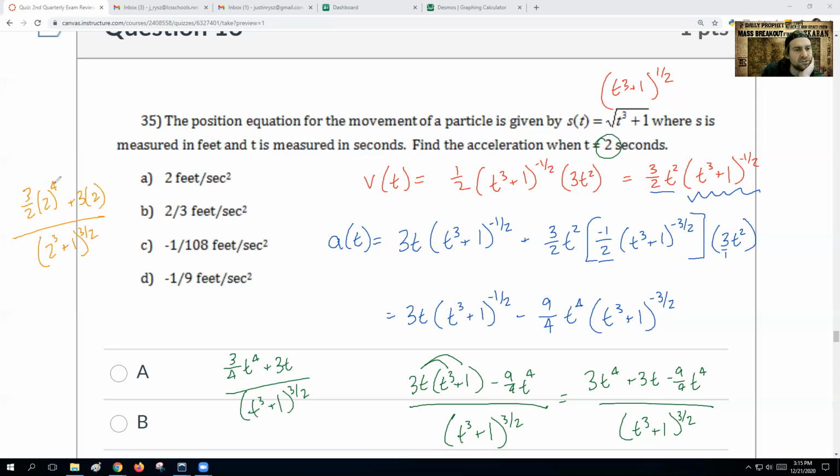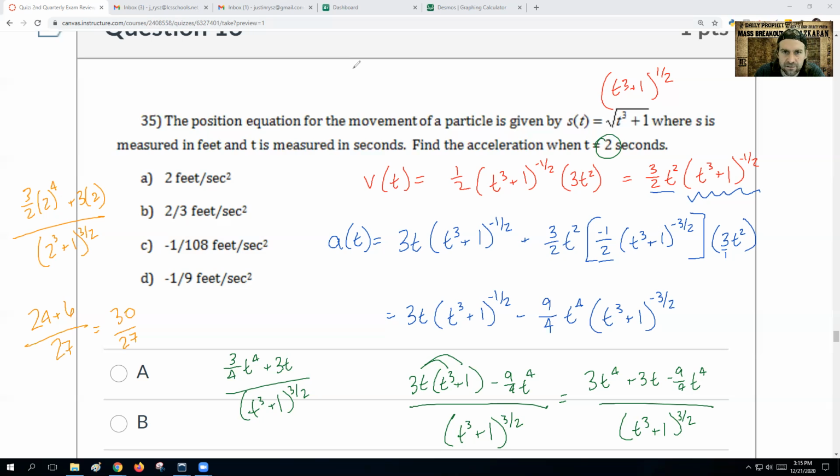All right, let's try to figure this out. 2 to the 4th power is 16. 16 times 3/4: 16 divided by 4 is 4, 4 times 3 is 12. Plus 3 times 2 is 6. Now on the bottom, 2 to the 3rd power is 8, plus 1 is 9. The square root of 9 is 3. 3 cubed is 27. And so I get something over 27, and that isn't making sense. So I made a mistake somewhere.